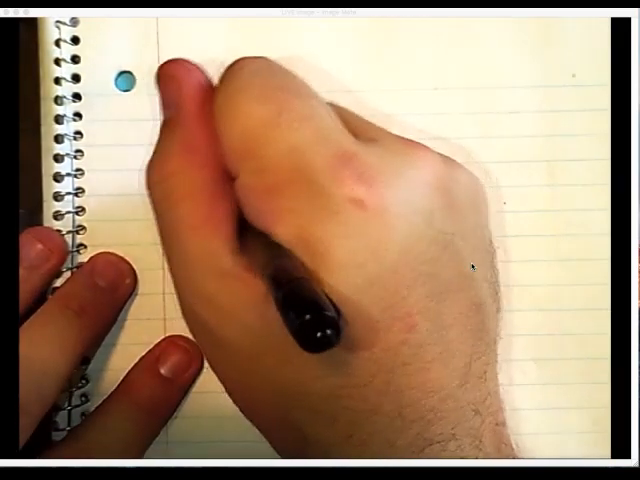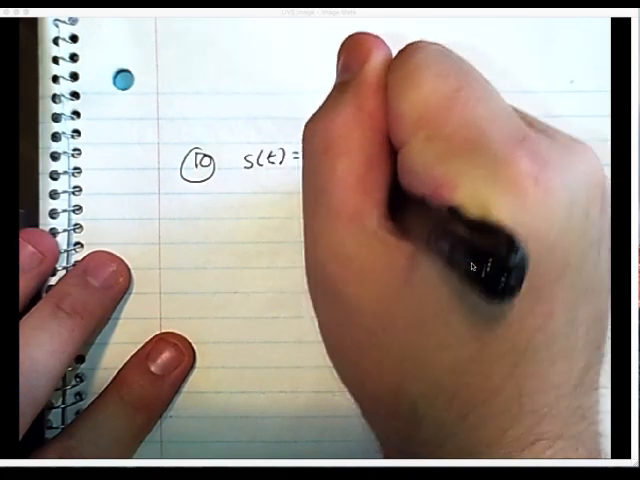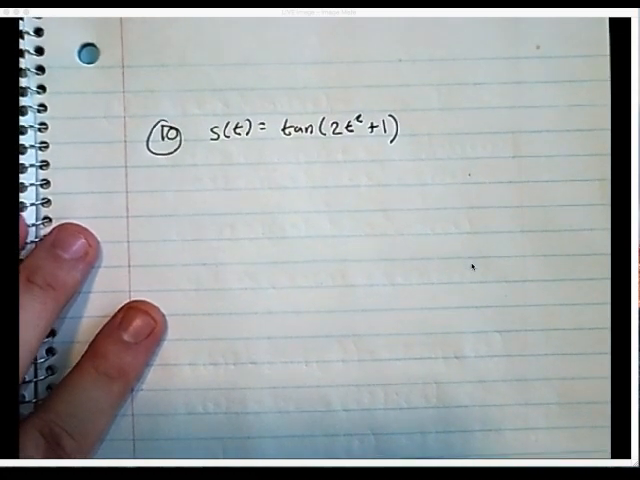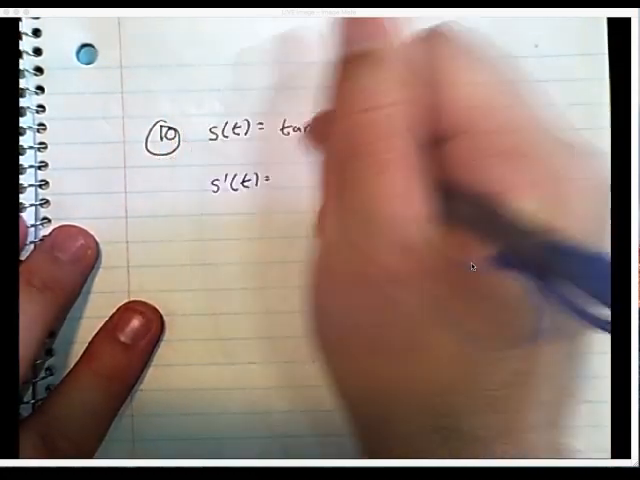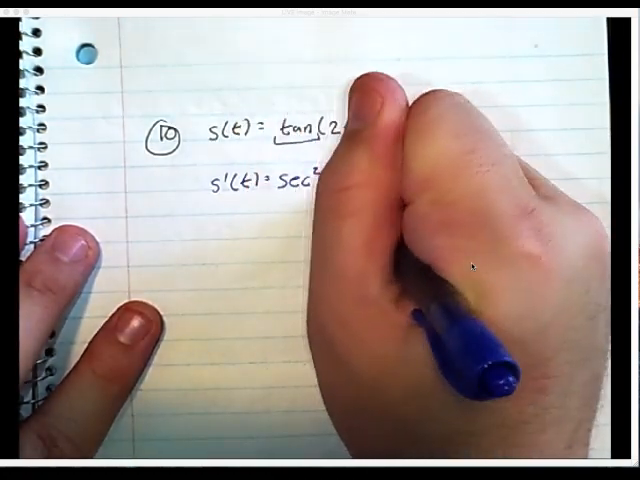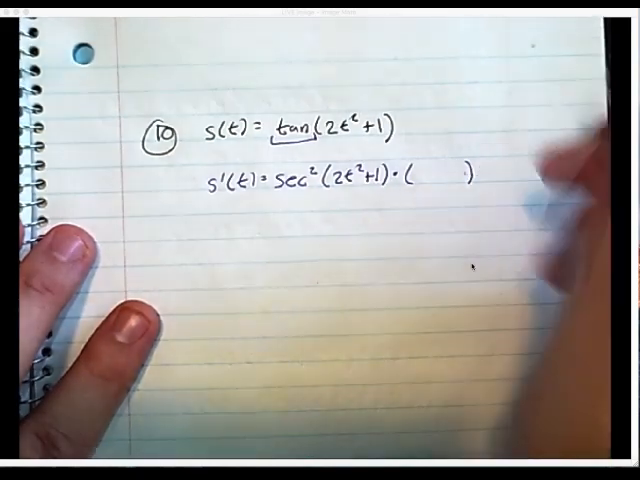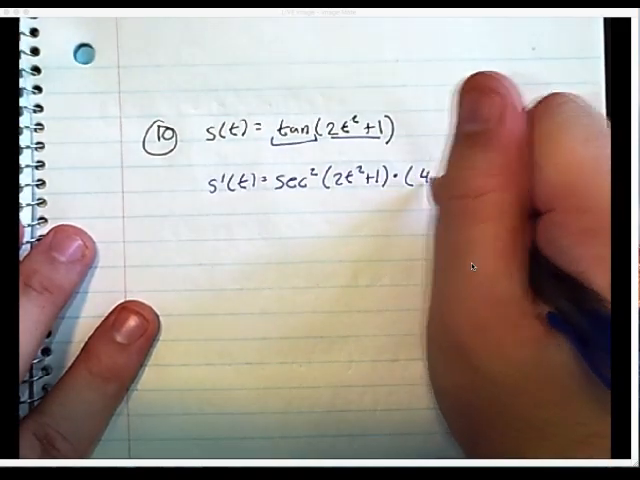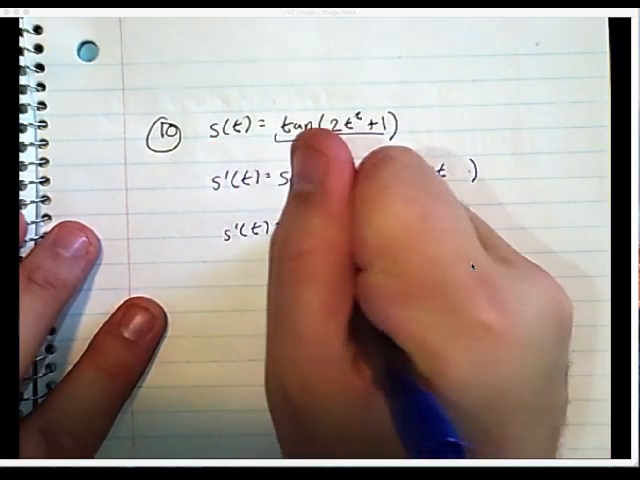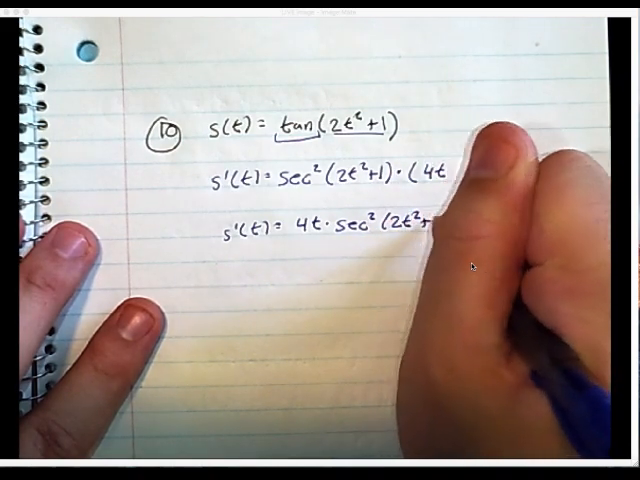Number 10 says, here's my function s of t equals tangent of 2t squared plus 1. It's asking me to find the derivative. Okay, so it's a chain rule problem. Tan is the outside function. The derivative of that is secant squared. Leave the inside function alone, times the derivative of the inside. So what's the derivative of that thing? Hopefully you just say 4t or 4t plus 0. So the way we'd probably write it, we'd put that 4t out front times the secant squared of 2t squared plus 1.